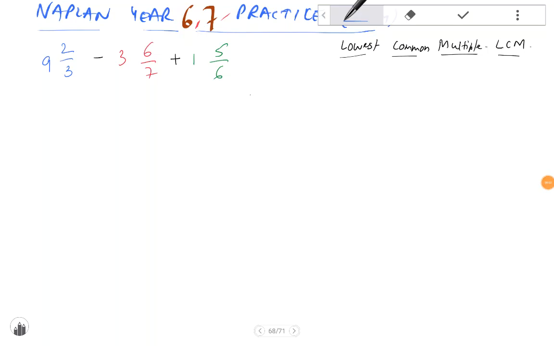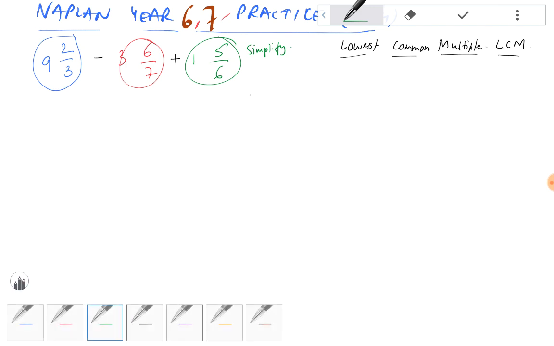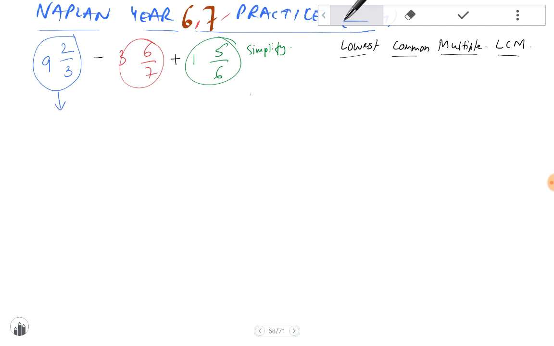Okay, so in this problem, we have three sets of fractions: 1, 2, and 3. We are required to simplify these fractions and come up with an answer. So let's start with the first one.